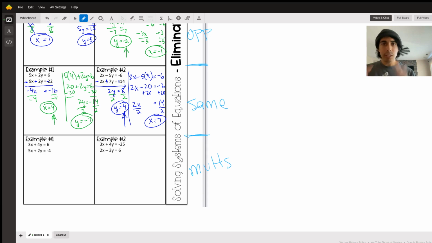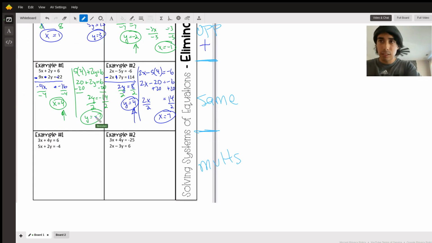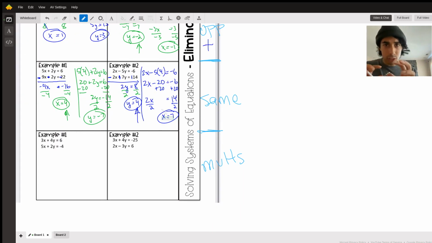All right, so those are like our easier cases. If we have the opposites, we can just add the equations together. If we look through our two equations and we see some coefficients that are the same, we can subtract the equations. Or you can think about it as multiply one of them by -1, or switch all the signs and then add them, however you prefer to think about it.